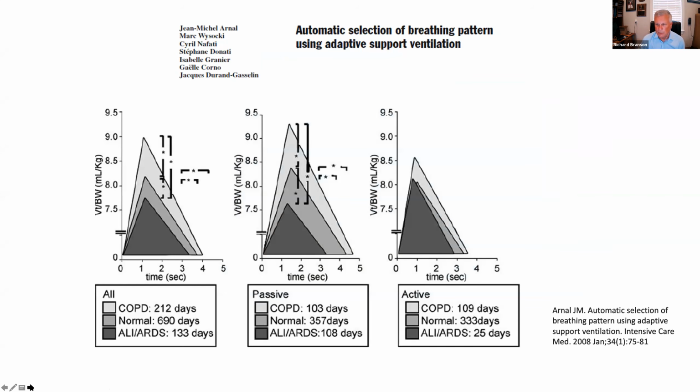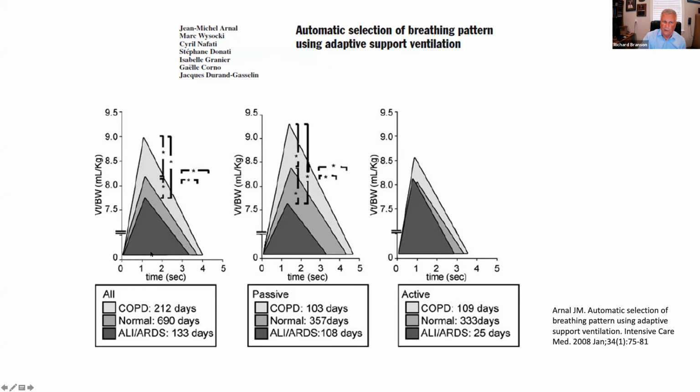I like this paper by Jean-Michel Arnal. It's getting to be a little bit old now, but they look at patients who are put on adaptive support ventilation in his ICU in France. And these graphs are very clever. So the dark triangles are acute lung injury or ARDS. The next, not as dark as ARDS, is normal patients, so patients with normal lungs on the ventilator for another reason, post-op, something like that. And then COPD. As well as showing you what the tidal volume was and predicted body weight, the upward slope of the triangle is the inspiratory time, and the downward is the expiratory time.